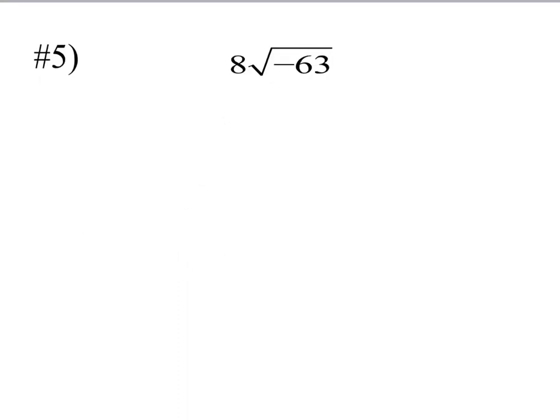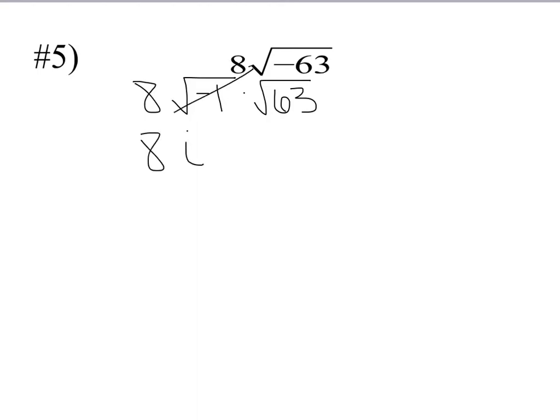Next, we have 8 times the square root of negative 63. All right, keep my 8 out front. I'm going to change the square root of negative 63 to the square root of negative 1 times the square root of 63. Keep your 8. Your square root of negative 1 is i.